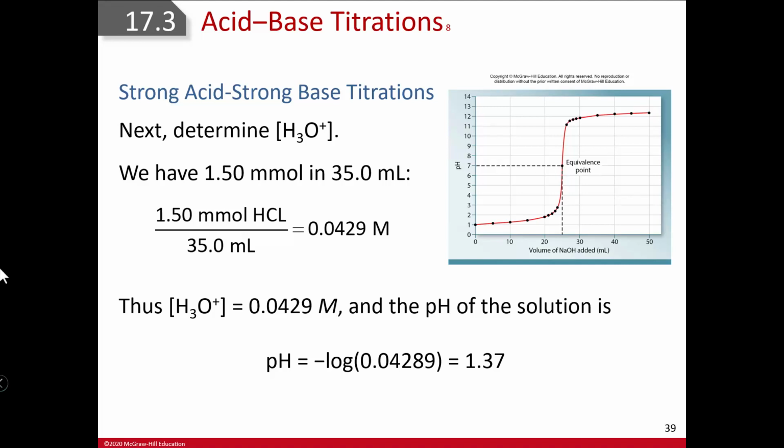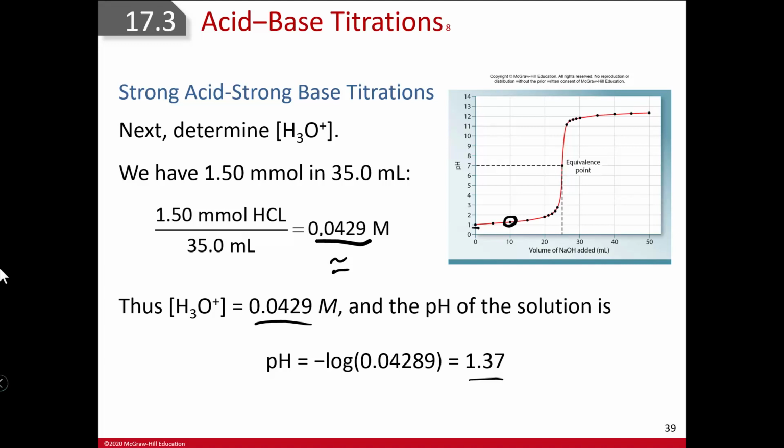Let's see if I can draw that. This is the concentration of the hydrochloric acid, which is equivalent to the concentration of the hydronium ion or hydrogen ion. If I take the negative log of that, the pH is 1.37, and that's why you see this just a little bit higher than 1. Okay, so that's what we've just done.